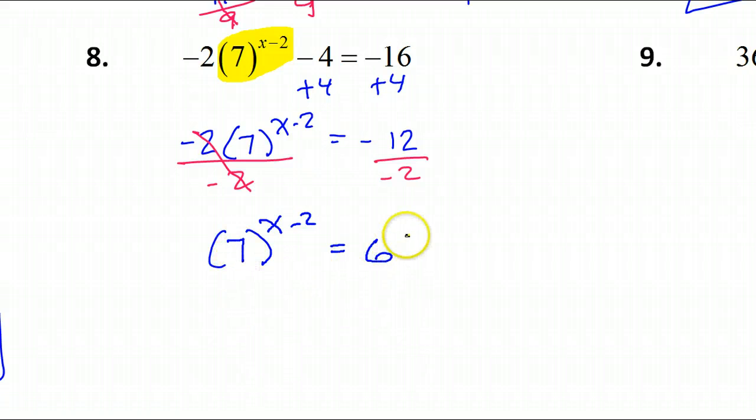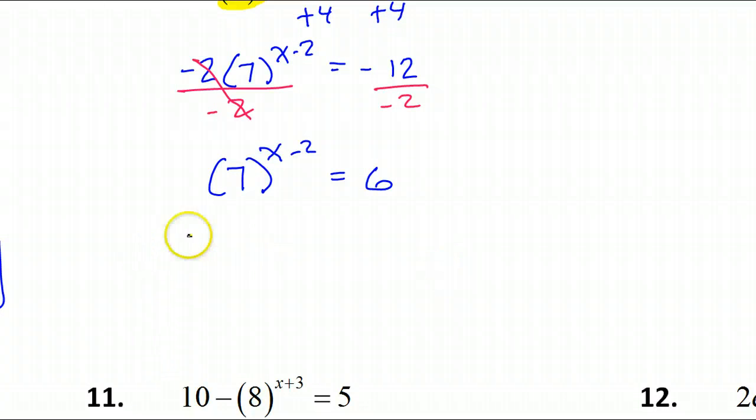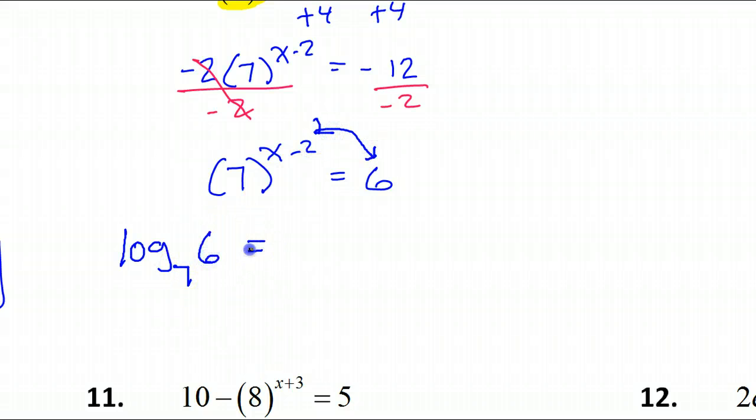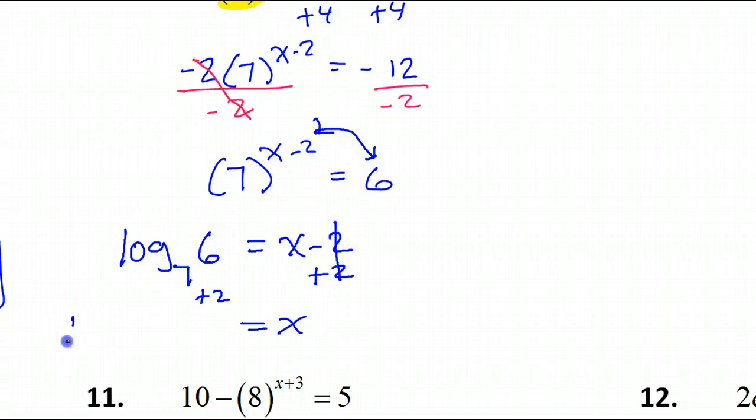There is no common base here, so I definitely need to do log form. So this would be log base 7, and these two will switch sides. So log base 7 of 6 is equal to x minus 2. Now before making a decimal out of this, let's go ahead and get x by itself. So let's go ahead and add 2 to both sides. So those cancel out. So what I have then is log base 7 of 6 plus 2.